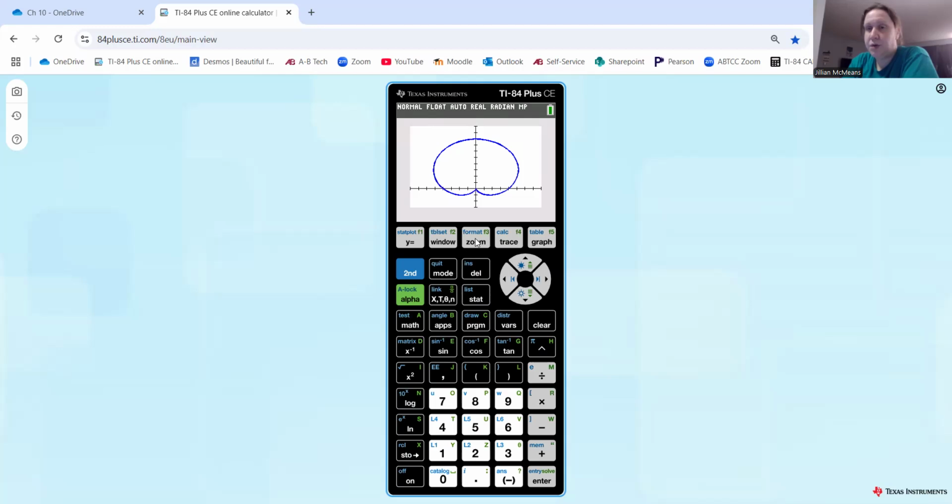And remember, if you go zoom square, option 5, it's going to square out your graph. It's going to tweak the X and Y axis so that you have something that's squared and not pulled the wrong way. Okay, so there is our sweet little cardioid.